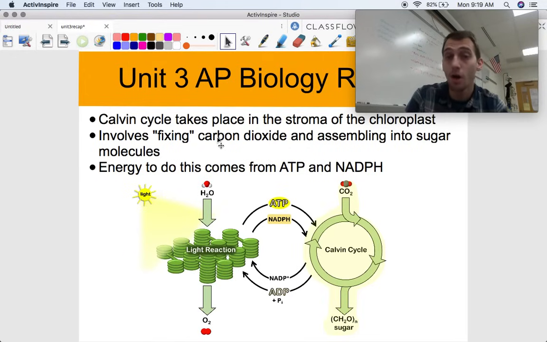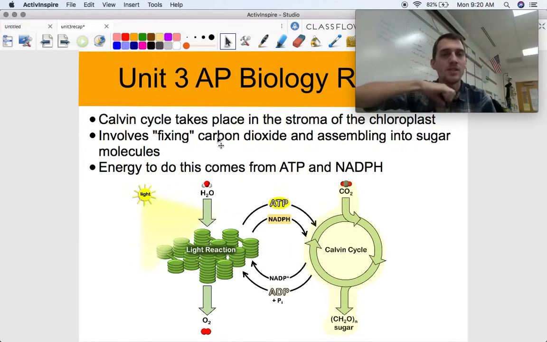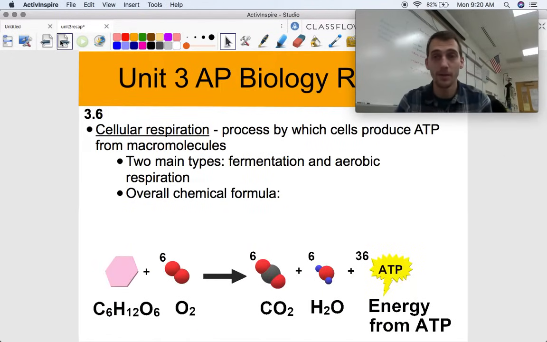It involves fixing carbon dioxide, absorbing carbon dioxide from the air and putting it into sugar molecules using energy from the ATP and the NADPH from the light reactions. So the Calvin cycle cannot happen without the ATP and the NADPH from the light reactions. I know the Calvin cycle is often called the dark reactions, as if it doesn't need light to do this. It does. If you shut a plant in the dark, it's going to die. The products of the light reactions are needed to convert carbon dioxide into glucose during the Calvin cycle.